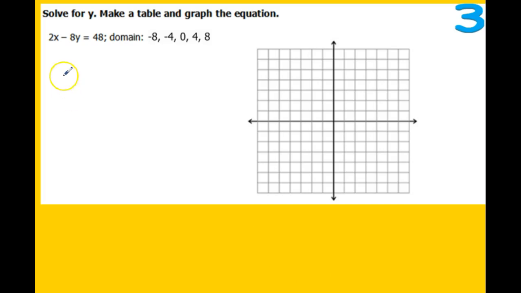Same thing on our next problem. We're going to do the exact same thing again. But this one is not solved for y. We have to get y all by itself. So first I'm going to move the 2x. It's a positive, so I'm going to subtract 2x.